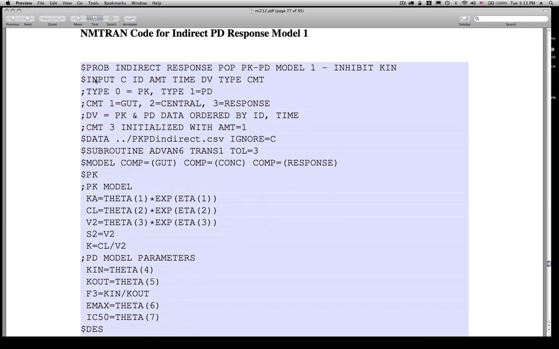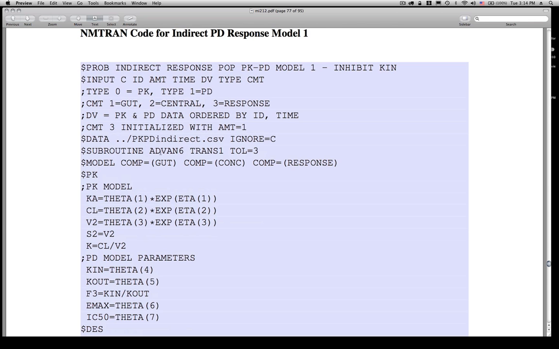In the input here, very similar to the effect compartment model, we now have type and compartment. Compartment is indicating the response compartment, in compartment 3, and PK observations in compartment 2. Compartment 3 in this example was initialized with amount equal to 1 at time 0. So we're using the old method where we're going to use F3 to scale.